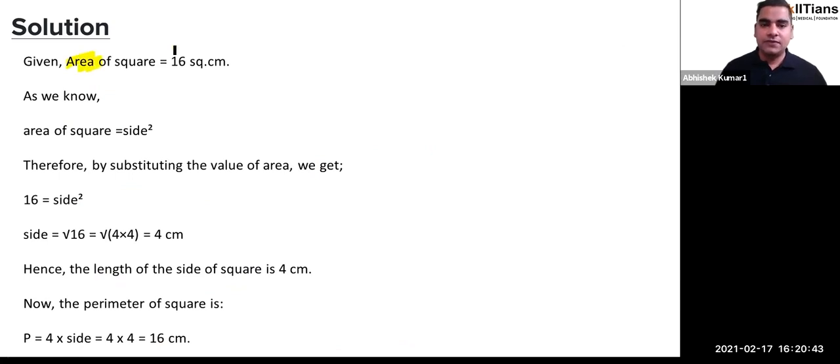Area was given to us, which was 16 centimeter square. We know that area of a square is side square. They equated it, and after equating and solving it, they got the side of the square as 4 centimeter. We all know the formula for the perimeter of a square, that's 4 into side. They substituted the value, and hence they got the perimeter of the square, which is 16 centimeter.